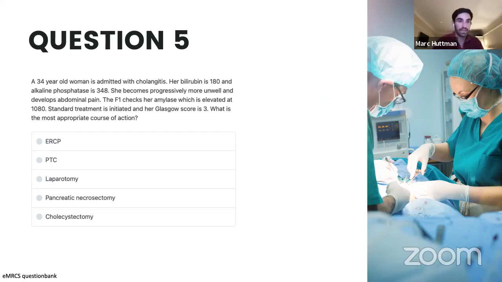The last question is a 33-year-old who is admitted with cholangitis. Her bilirubin is 180, so very high, and her ALP is 348, so very high. She becomes progressively more unwell and develops abdominal pain. You check her amylase, which is elevated at 1080, and the diagnostic threshold for pancreatitis is above 300, so that's very raised as well. Standard treatment is initiated, and her Glasgow score is 3, which is a scoring method for pancreatitis. What's the most appropriate course of action?